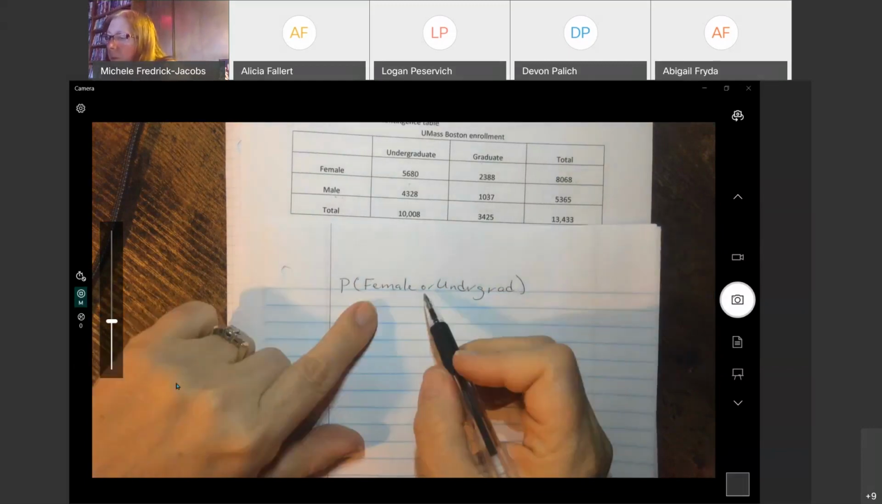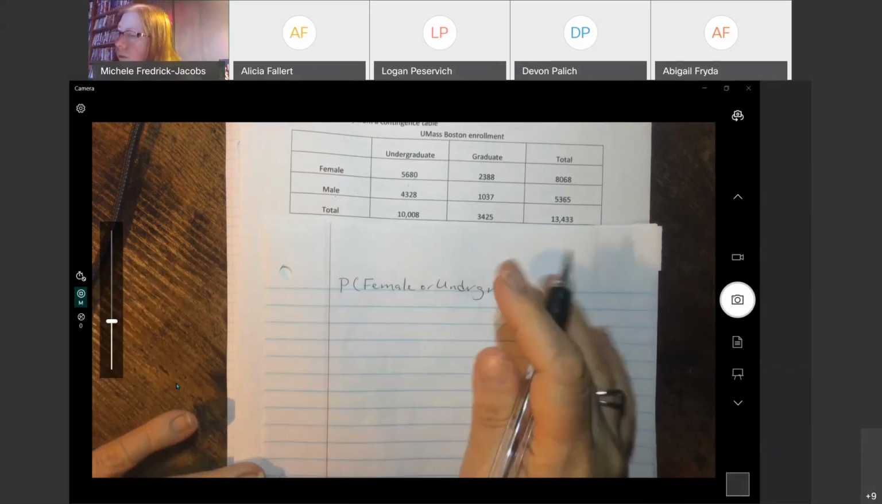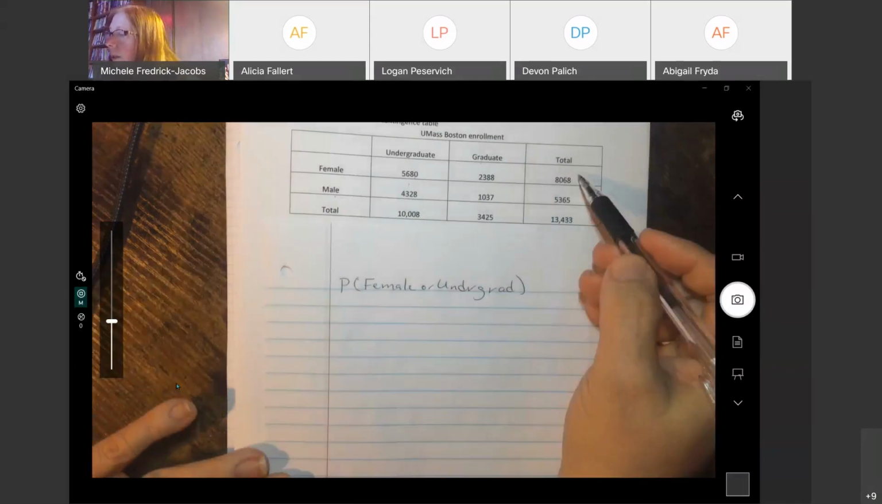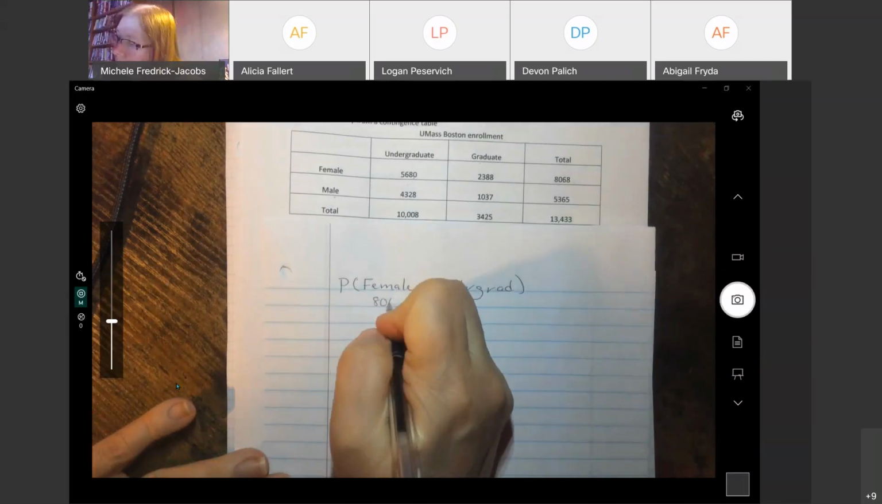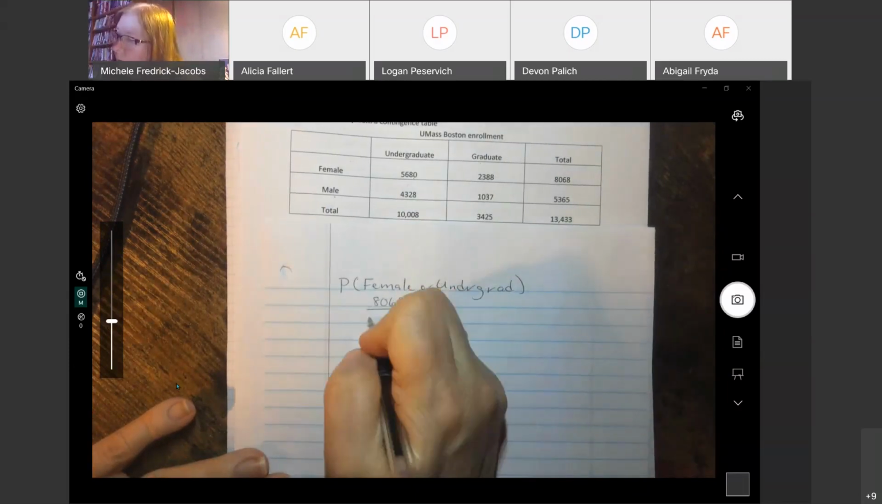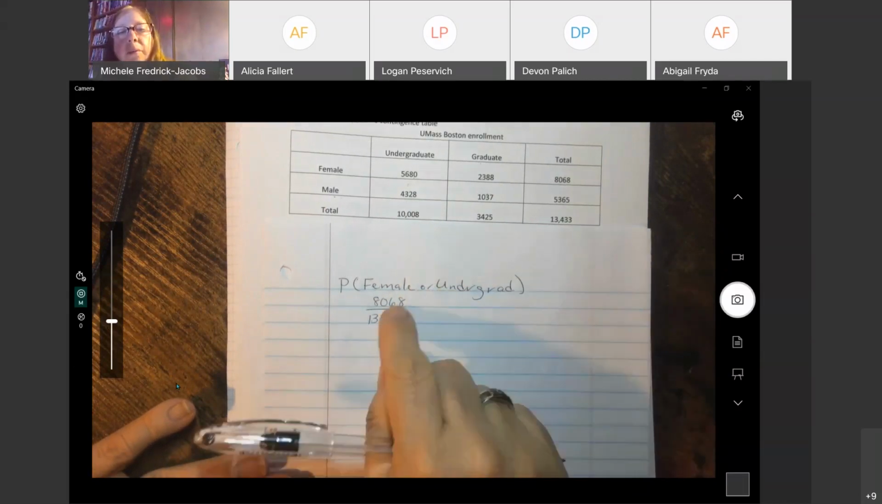So to find this one, then we'd first find the probability it's a female, which would be 8,068 divided by the 13,433. That was the probability of a female.